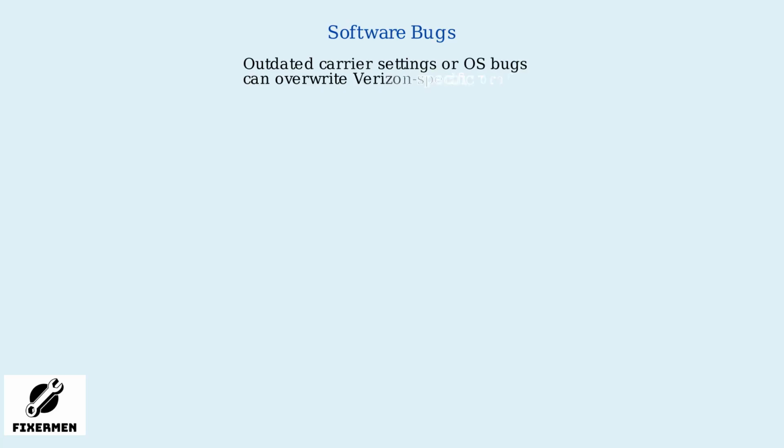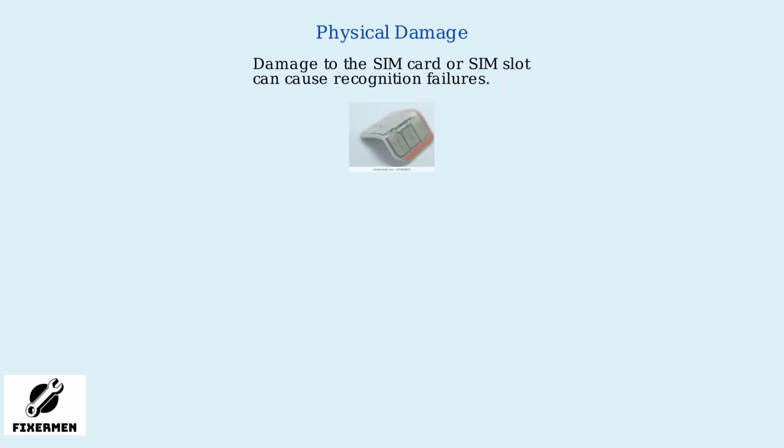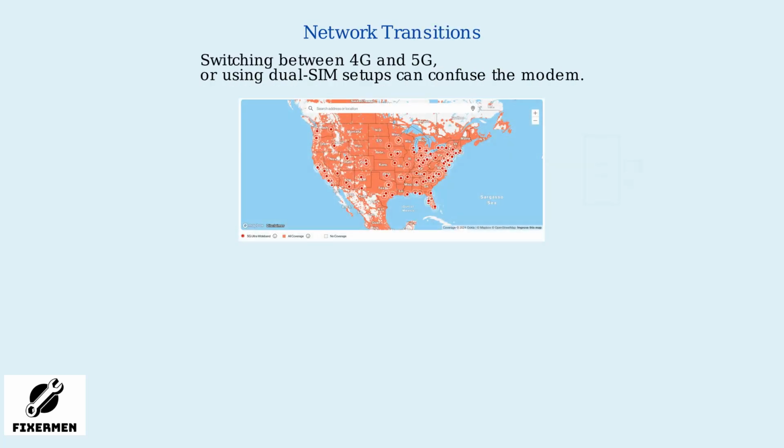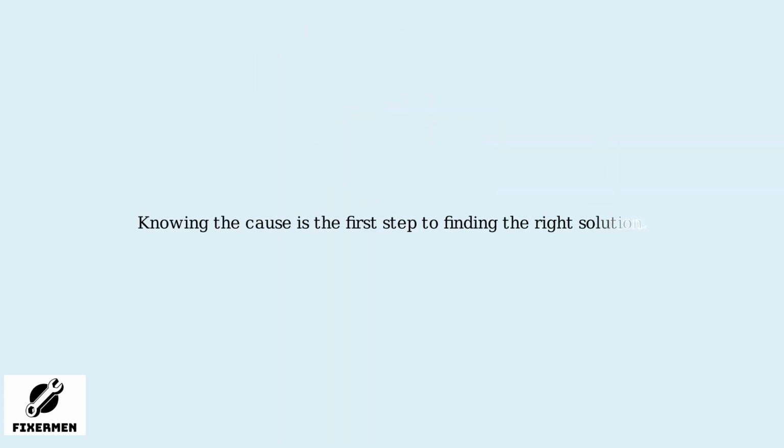Another cause involves software bugs. Outdated carrier settings or operating system updates can overwrite Verizon-specific profiles, leading to authentication failures. Physical damage to the SIM card itself or the SIM slot in the device can also trigger this error. Even minor bends or scratches can prevent proper contact and authentication. Finally, issues can arise from network transitions, such as switching between 4G and 5G networks, or using dual SIM setups. These changes can confuse the device's modem and lead to compatibility problems. Understanding these causes is essential. Knowing what's triggering the error helps you choose the most effective fix.